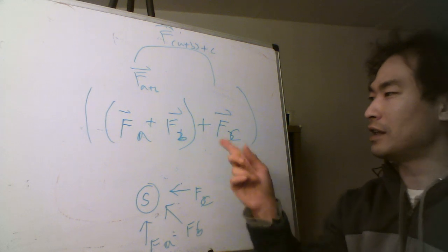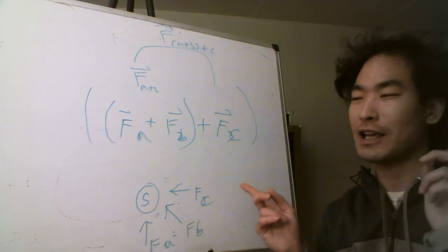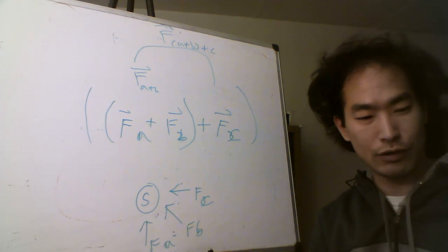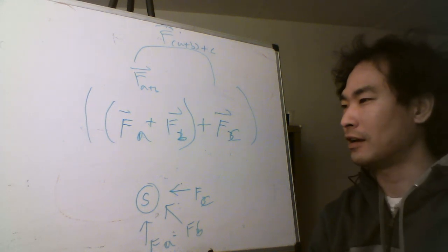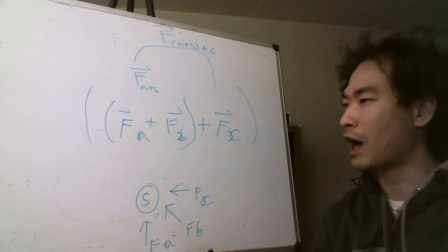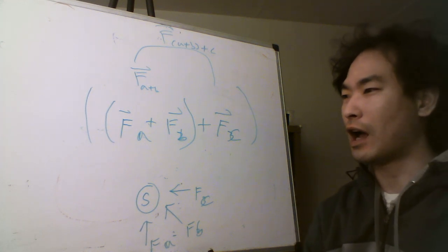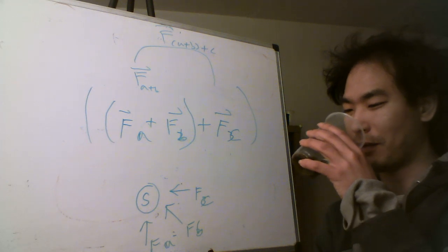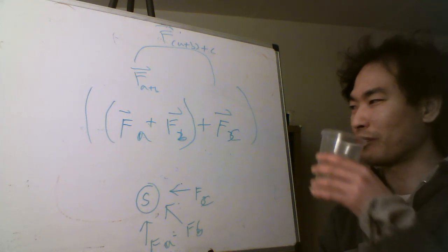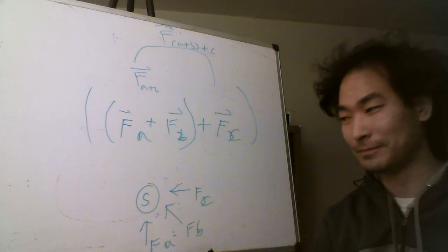A, B, C, D, E, F, G, H, I, J, K, L, M, N, O, P, Q, R, S, T, U, V, W, X, Y, Z. Happy how I am, now that I know my A, B, C. Alphabet.